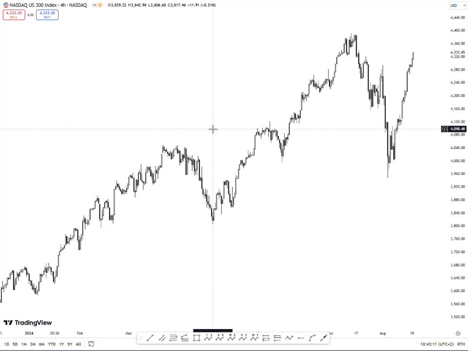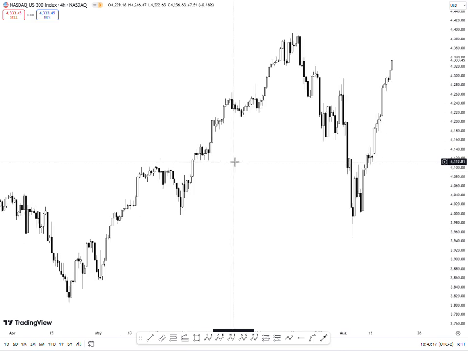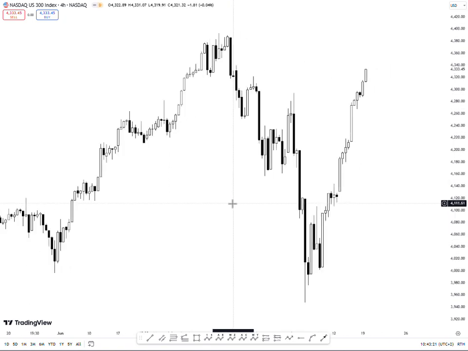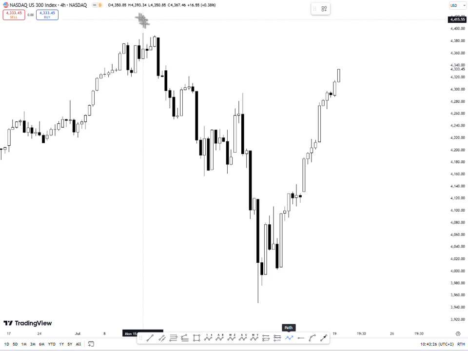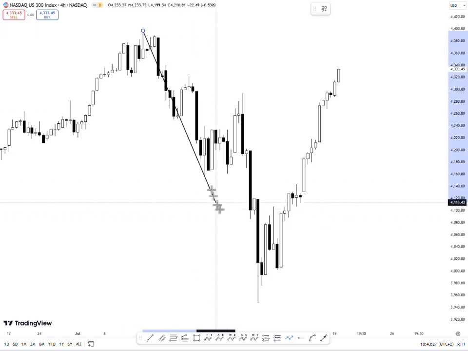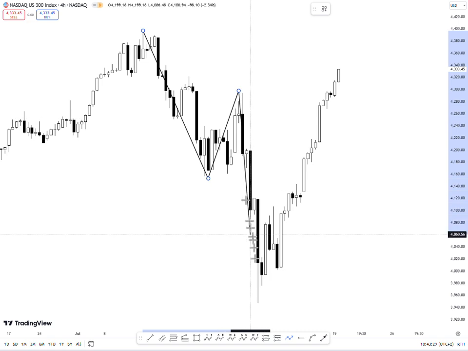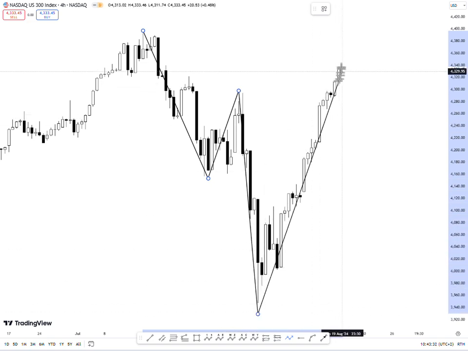Just wanna check on a few situations here, check on a few charts. To begin with, Nasdaq. My focus on Nasdaq is just going to be this move here. Just wanna focus on this move, and then this move here.